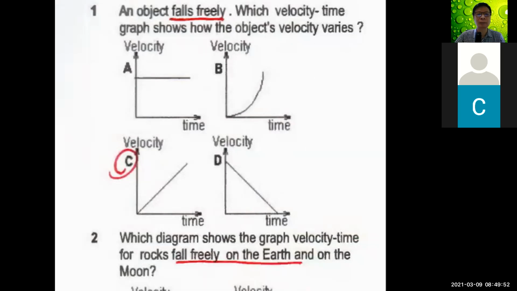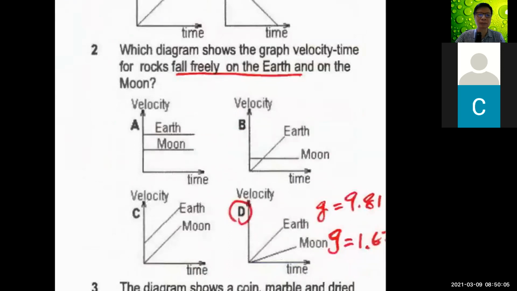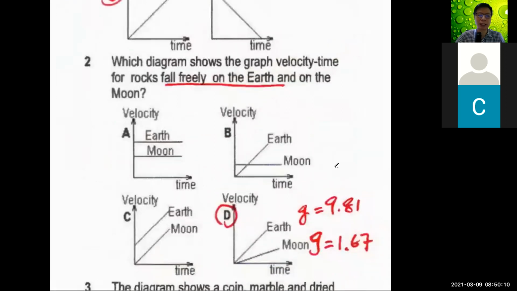Choi Si Kai, Liu Jiajin, Jiang, Ong Jian Hao, and Marcus said D. So many of you said D. The answer is D, yes, correct. Why D? Why did you all choose D?